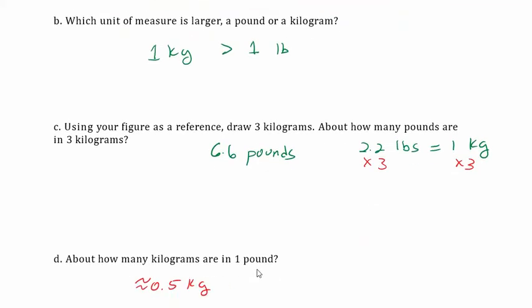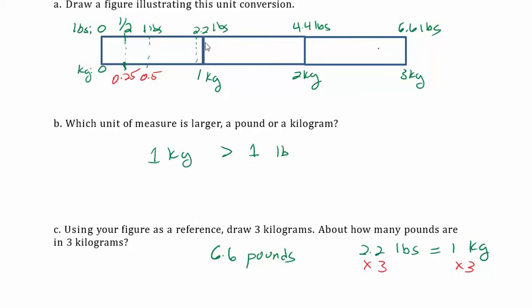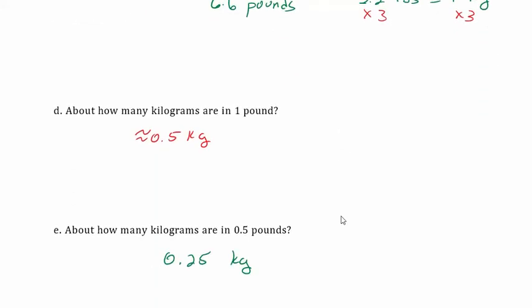About how many kilograms are in 1 pound? Well, from my diagram, I took my kilogram, my 2.2 pounds. 1 pound is about halfway, close to halfway, between these two lines of this rectangle here. So I'm going to guess that it's about a half a kilogram. About, not exactly, right? 1 pound is not exactly half of 2.2 pounds, so pretty close though. We're just estimating, we're just trying to get an idea about how many kilograms are in 1 pound.